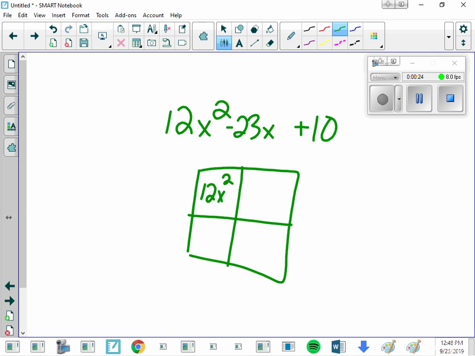No, this one I just made up. I'll do one on the worksheet in just a second.